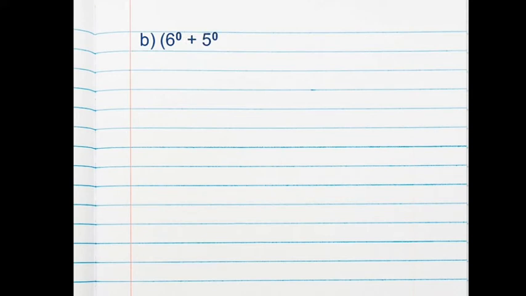Then the next is B. 6^0 + 5^0 into 5^0 + 6^0 + 5^0 divided by 5^0. So here also we are going to apply the law of exponents.